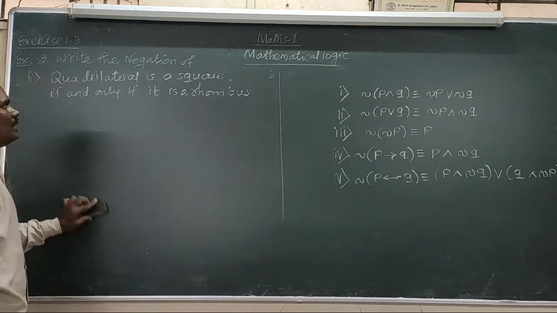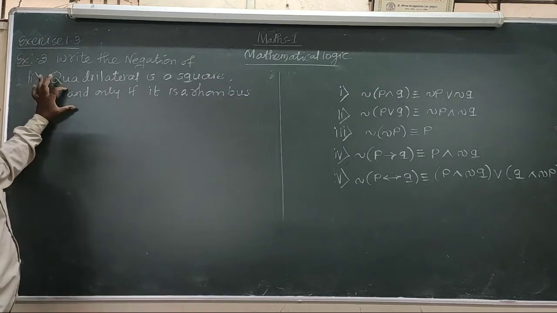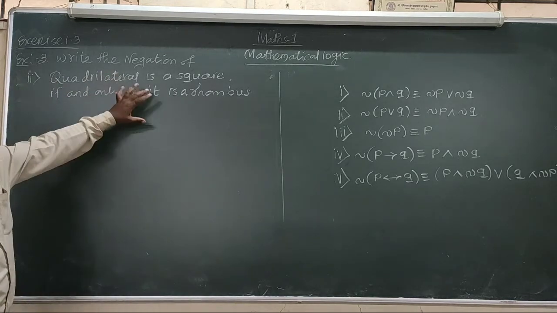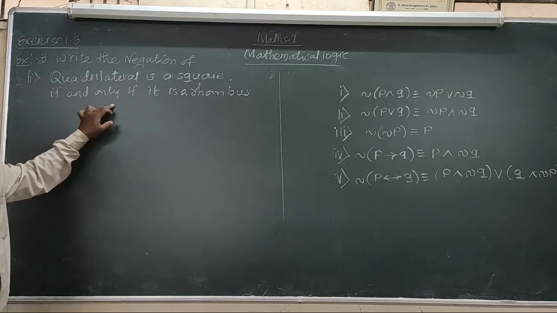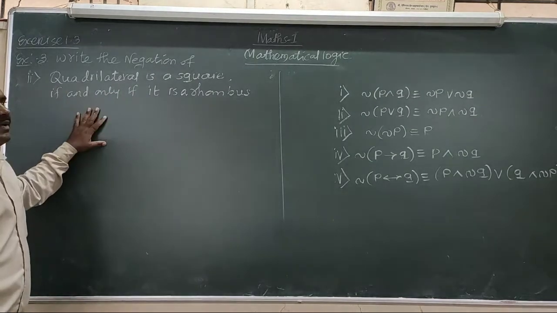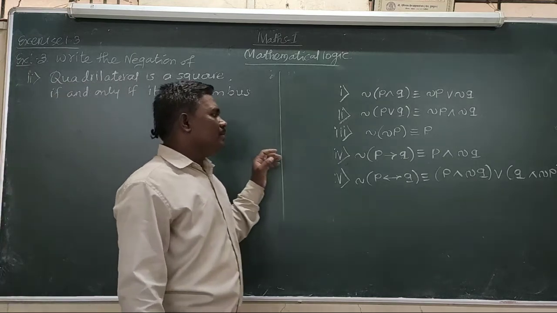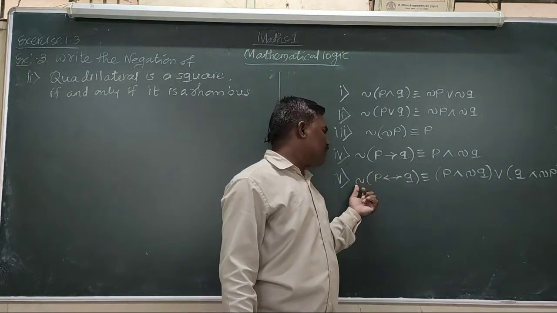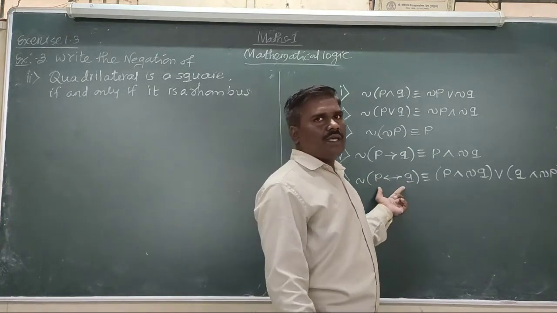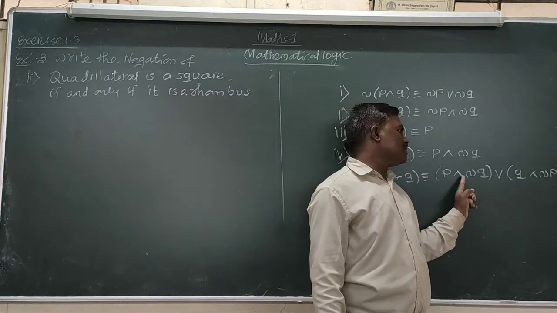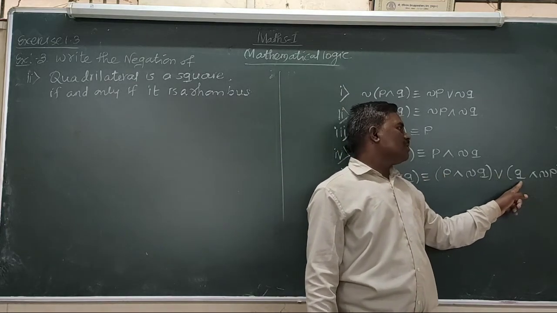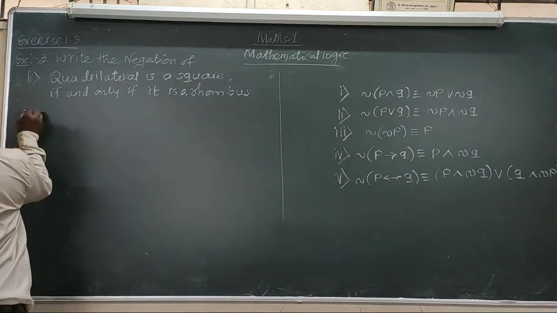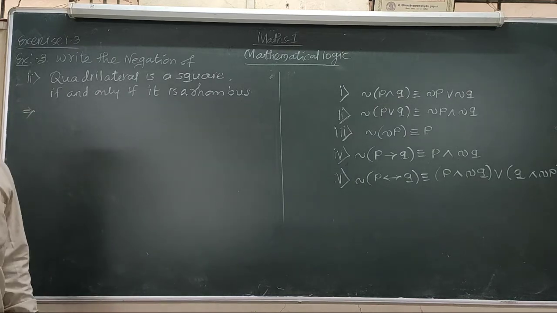When we say this, the first simple statement is quadrilateral is a square and the second simple statement is it is a rhombus. These two simple statements are joined by the connective if and only if, which is used in a biconditional statement. The negation of the biconditional statement: negation of (P if and only if Q) is equivalent to (P conjunction negation of Q) disjunction (Q conjunction negation of P). Firstly, write the symbolic form of the given compound statement.